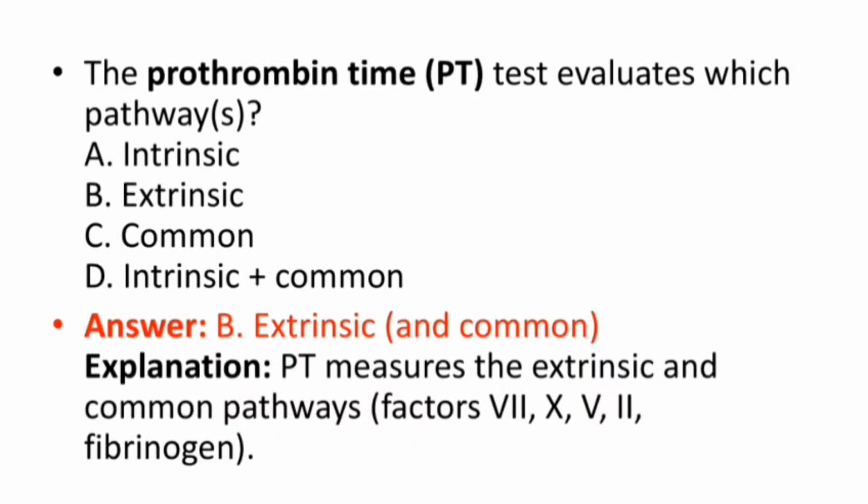The prothrombin time test evaluates which pathways? Option A intrinsic, option B extrinsic, option C common, option D intrinsic plus common. The correct answer is option B, extrinsic and common. Prothrombin time measures the extrinsic and common pathways, factors 7, 10, 5 to fibrinogen.